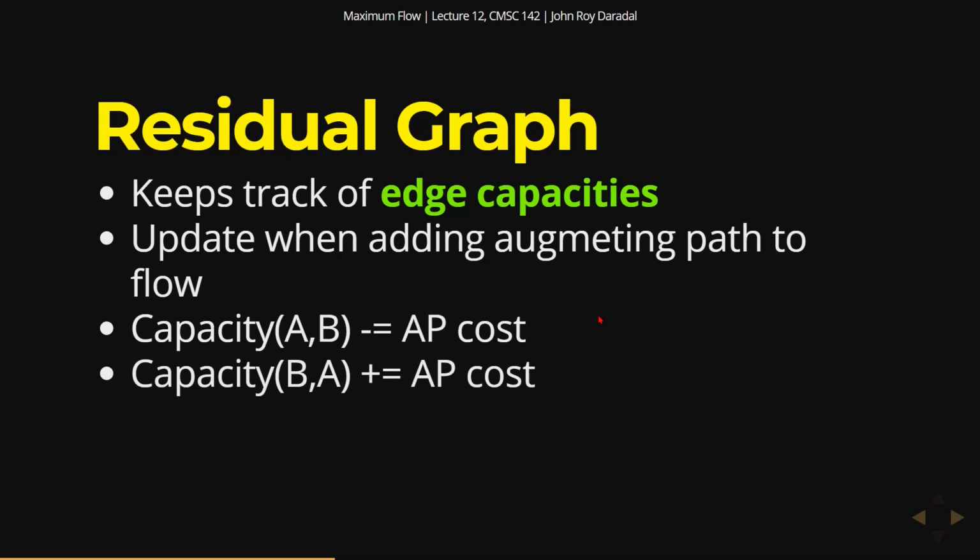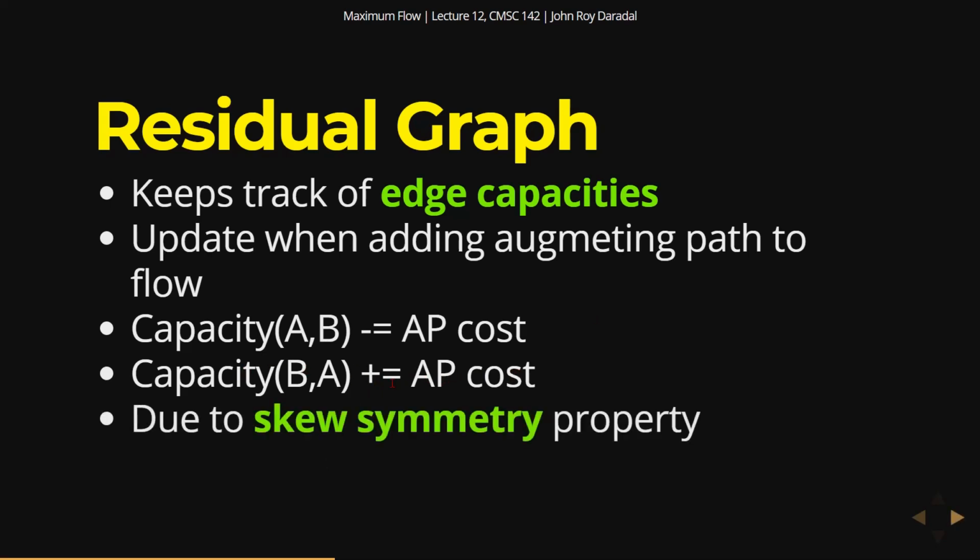However, if it's in the opposite direction, instead of reducing the capacity, we will actually add to the capacity because it's going backwards. Okay, so we'll add the cost of the augmenting path to the capacity. So again, this is because of the skew symmetry property that I mentioned earlier. Okay, so we will keep on doing this.